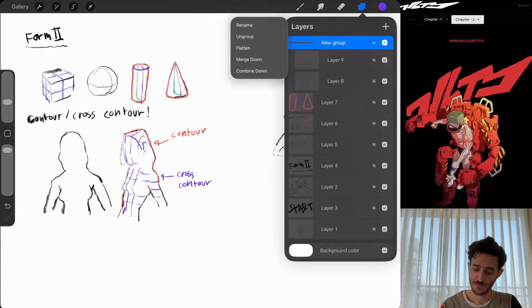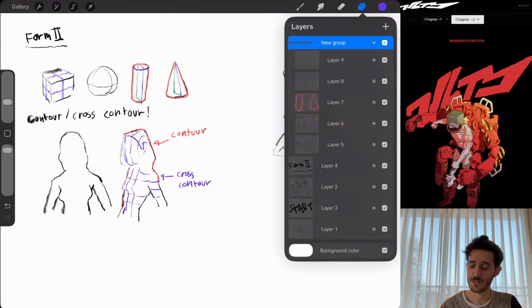Let's combine. Going ahead, doing some combinations. Thank you, Flop.